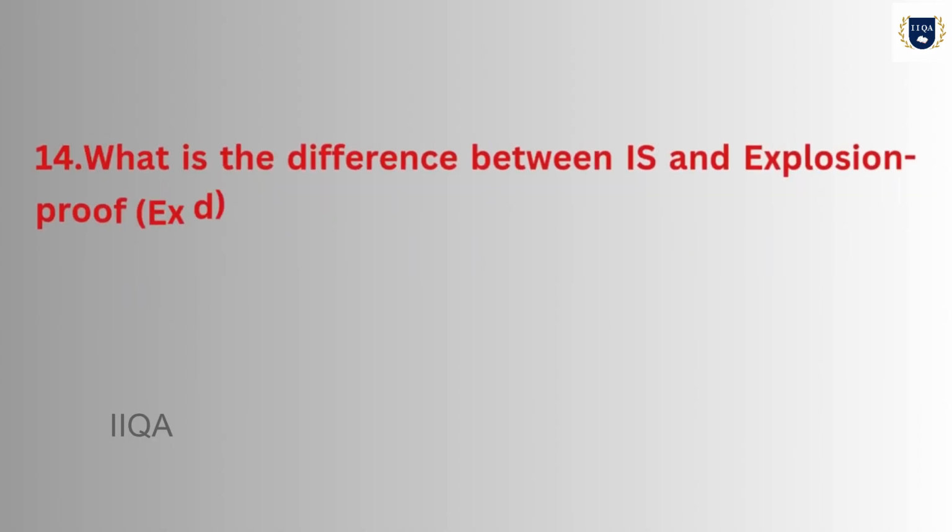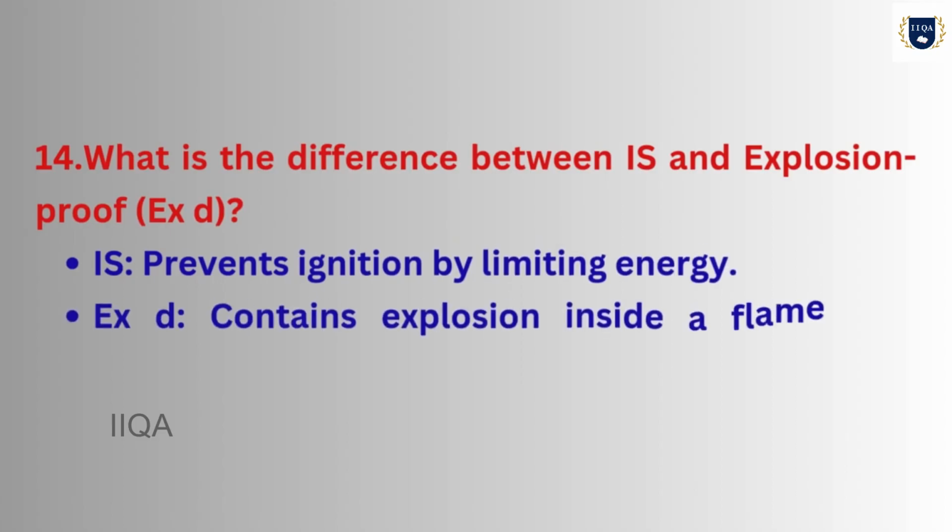What is the difference between intrinsic safety and explosion proof, Ex d? Intrinsic safety prevents ignition by limiting energy. Ex d contains explosion inside a flameproof enclosure.